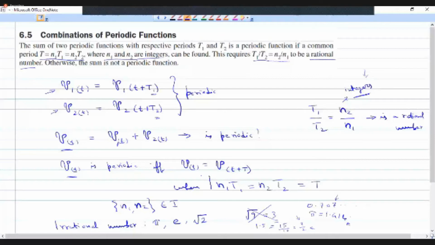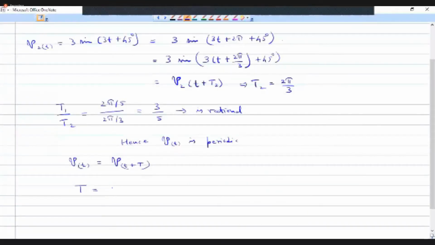That will happen if T1 by T2 is a rational number. Then we can write the period of the new function, capital T, is equal to n1 T1 plus n2 T2, right? So here, when we cross multiply this, we know that T1 by T2 is equal to 3 by 5. What happens when we cross multiply? It will be 5 T1 is equal to 3 T2. This is our capital T, right?